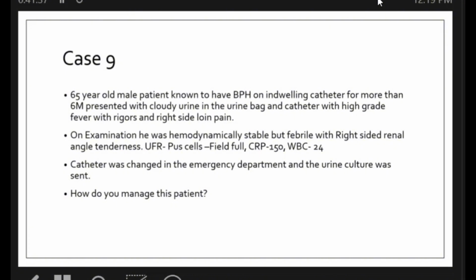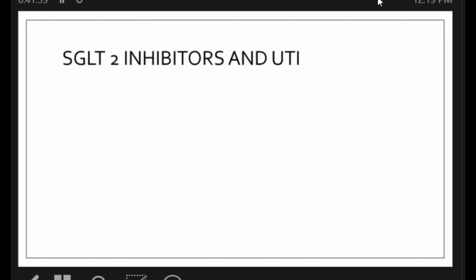This is probably the last slide. A lot of patients will get UTIs, and a lot of patients end up with recurrent UTIs, many of them diabetic, and many with cardiac comorbidities. Now we are using SGLT2 inhibitors. When a patient gets recurrent UTIs, should we discontinue or continue? What do you think?